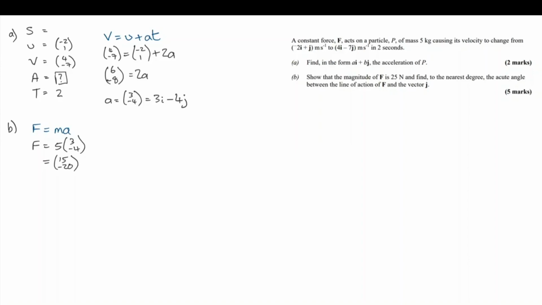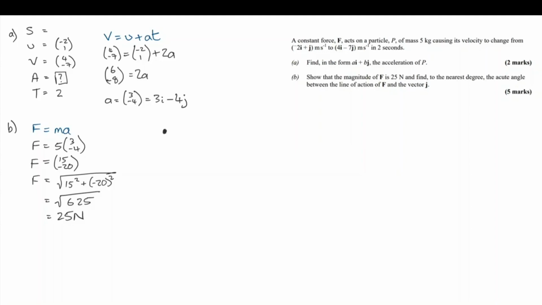We need to find the magnitude of this resultant vector. If we apply Pythagoras, we're looking for the square root of 15 squared plus 20 squared. That's the square root of 625, and that is the 25 newtons that the question asked us to show. So we're taking steps to show that's what's happening.